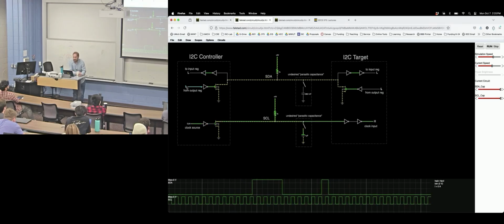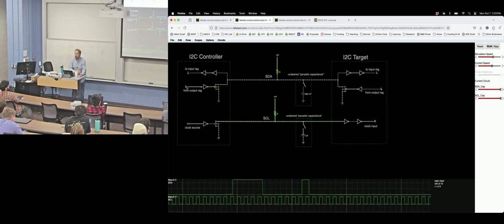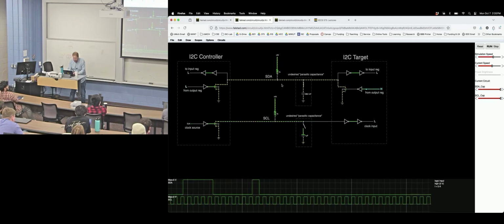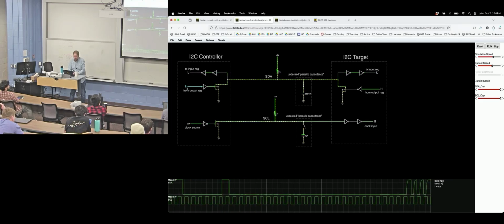What questions do you have? Yeah. What's the need for having the capacitors? There's no need. It's a teaching example. So here, if I put this here, and I try to, all right, you have to be high, you're high, and you're high. And so I'm just trying to show you that this capacitance causes an issue. That's what I'm trying to show.